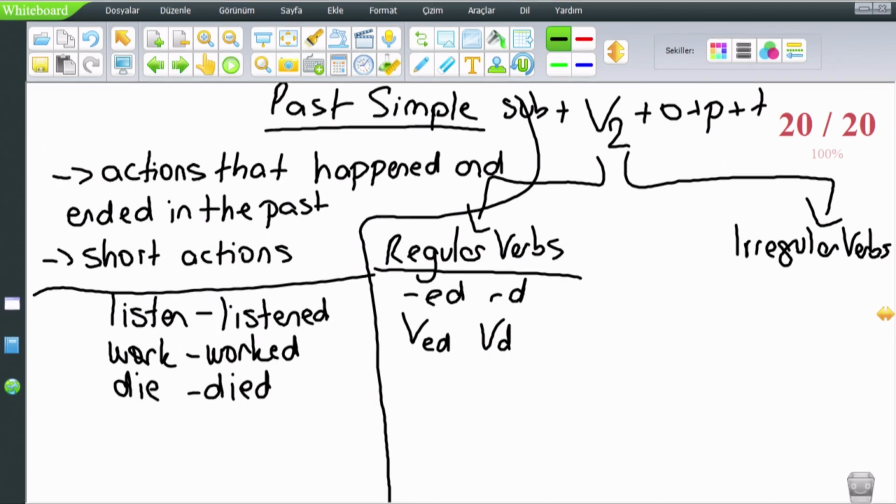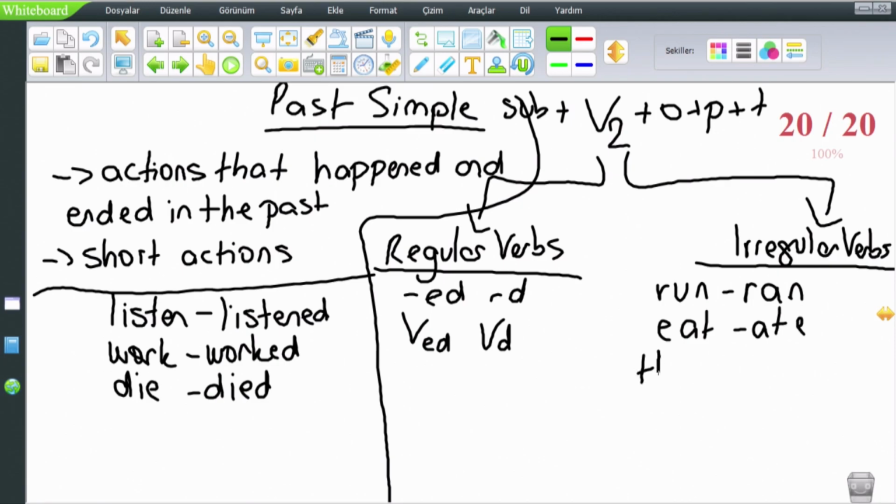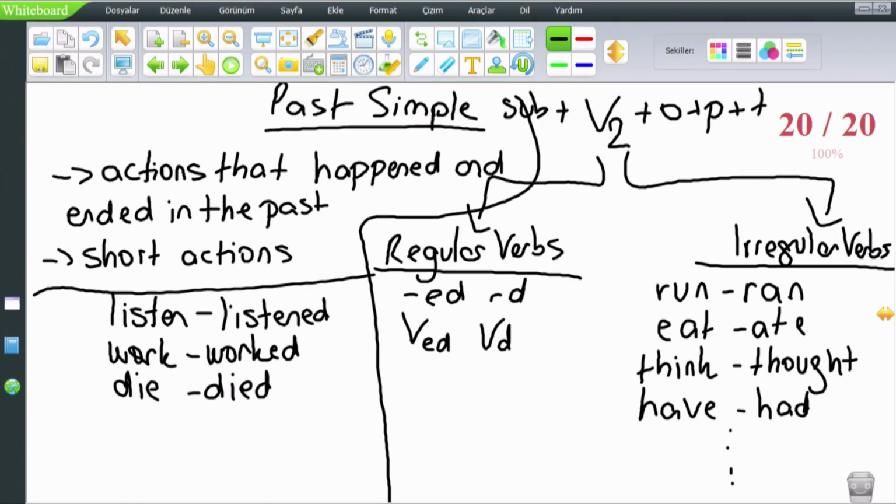Some examples. In irregular verbs, the whole structure changes. For example, run becomes ran. Eat becomes ate. Think becomes thought. Have becomes had. These are some of the examples for irregular verbs. Let's have a look at a few of them.